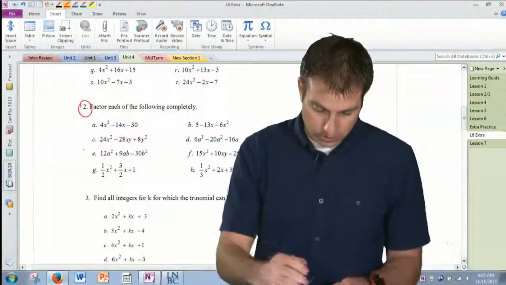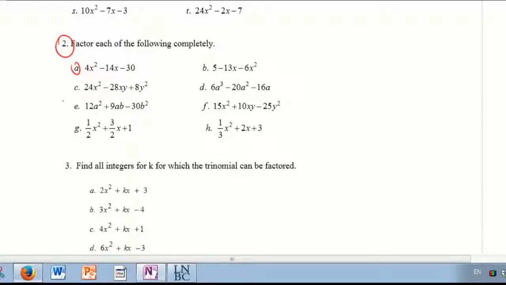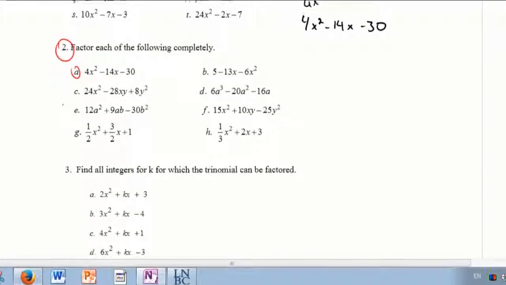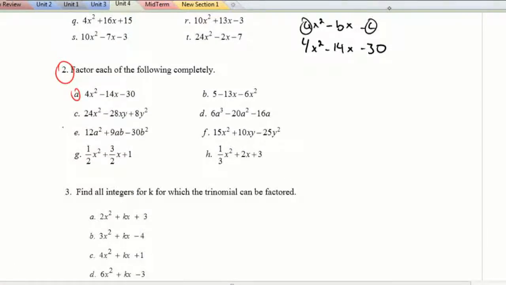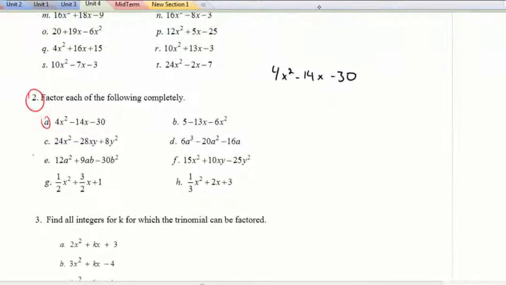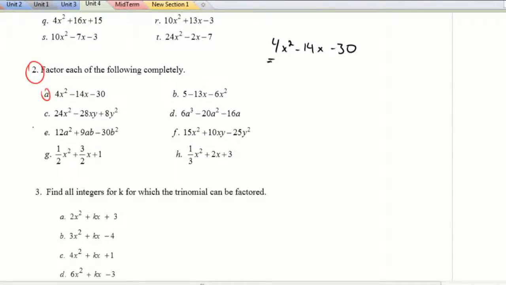I guess I'll just start with A, because that's as good a spot as any. 4x squared minus 14x minus 30. All right. Is there anything common to these three terms? Can I pull anything out of these three terms? So normally I would say this is ax squared minus bx minus c. I take my a and c, multiply them together. But if I can factor out something that gets rid of this 4 in front of this term, then I don't have to do the AC method. I can just do the regular method.